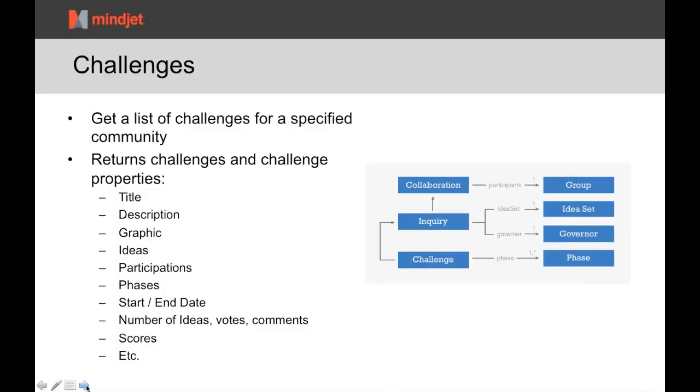Similarly, for a particular community, I can get a list of all of the challenges for that community. For each challenge, I can get the title, the description, the graphic associated with that challenge, all of the ideas that have been collected for that challenge, and a list of the participants. Challenges have time-bound phases associated with them, so I can figure out the start and end date of any of the phases, as well as what phase it's currently in. I can get the number of ideas, votes, and comments, so the scores associated with that challenge. So if I want to give a quick view of what's going on in the challenge, I can do that.